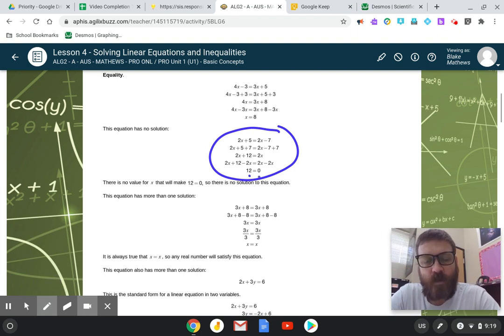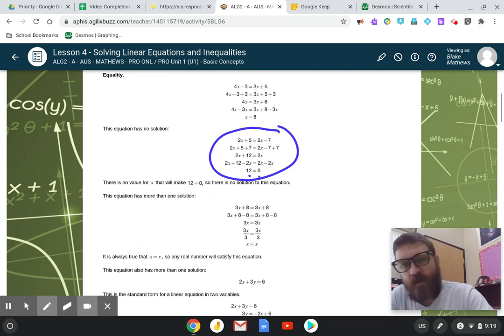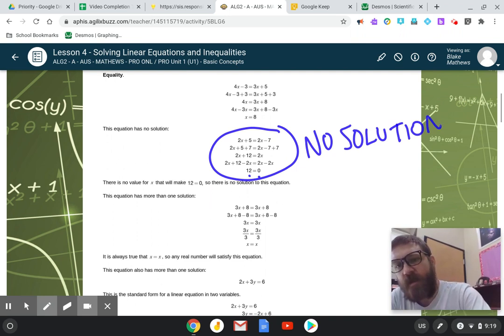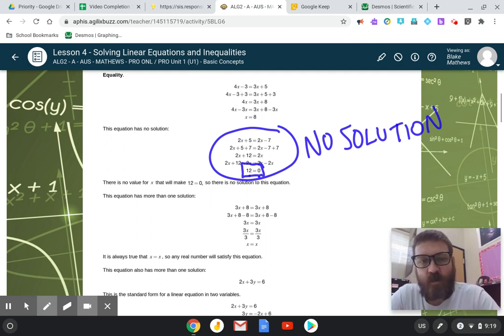Okay? So that is going to be an example of one where there is no solution, because you can see, like in this example, the final answer says 12 equals 0. Well, 12 doesn't equal 0, which should be obvious. And so when that happens, this is an example of no solution. There is no solution to that equation.